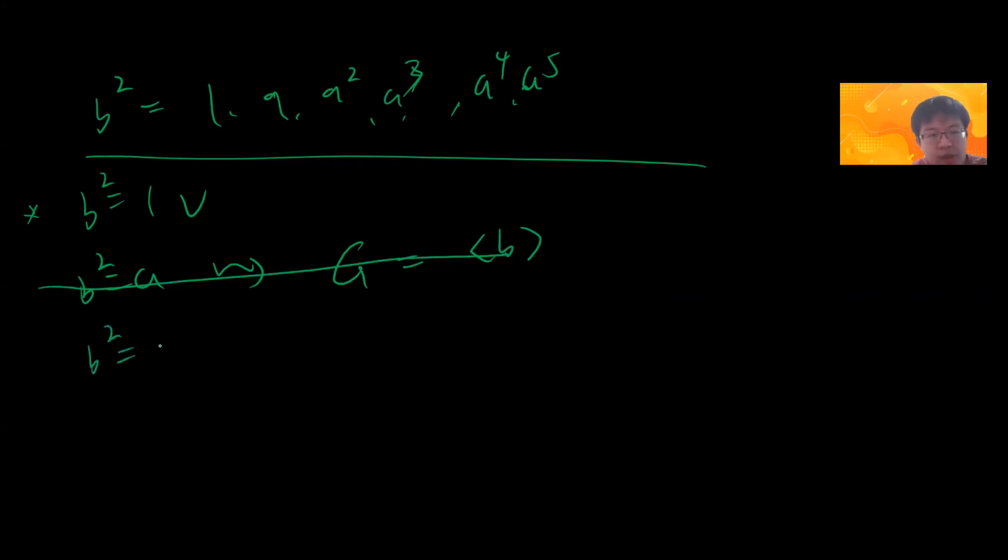How about B squared equals A squared? Is it possible? You can check that this is impossible. The reason is that I know B squared commutes with B. So if this is the case, then one can compute that B A squared B inverse, which is, let's see.